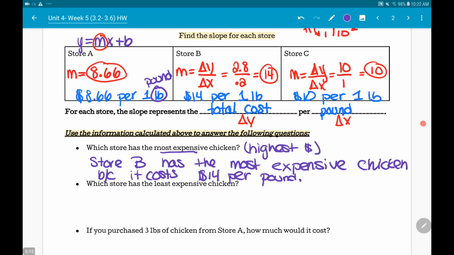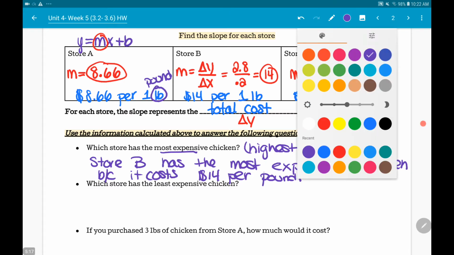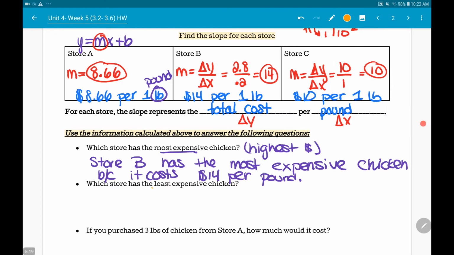All right, which store has the least expensive chicken? So when I'm talking about least expensive, now I'm talking about my lowest money. And Miss Mish is a bargain shopper, so I'd want to go to this store. So what store would I want to go to for the least amount? Store A.